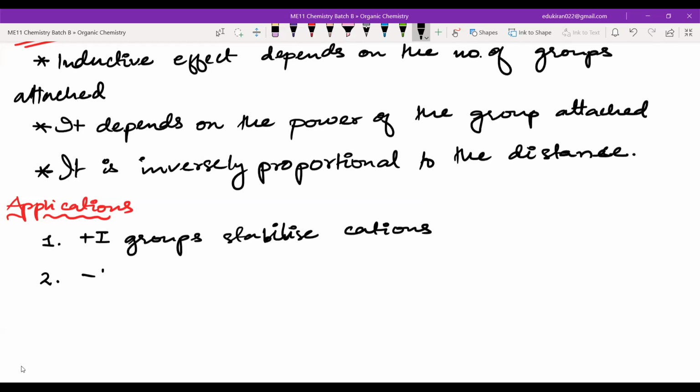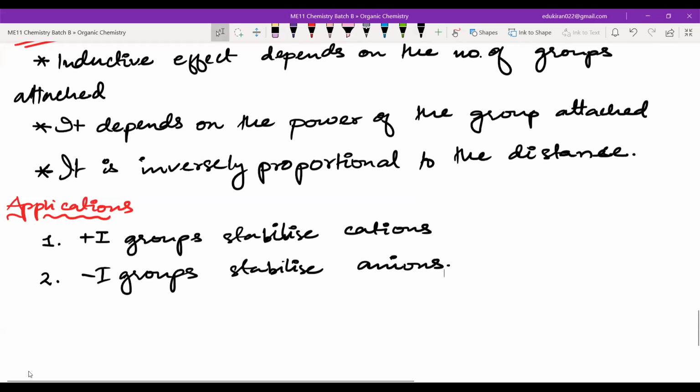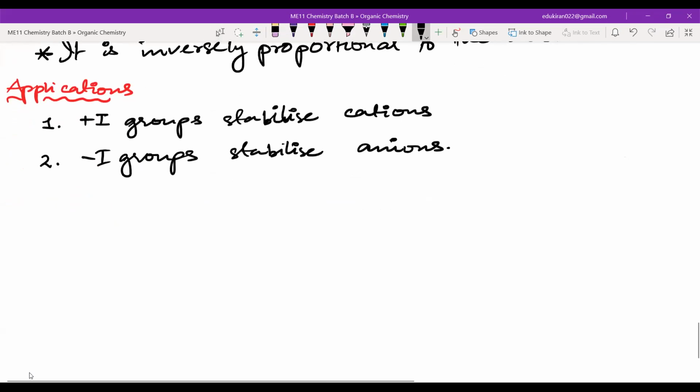Secondly, you can write minus I groups stabilize anions. Okay, they will stabilize anions. Thirdly, you can write the application on the acidic strength. Okay, so you can write acidic strength is directly proportional to the minus I.